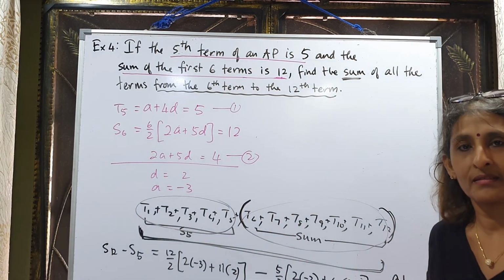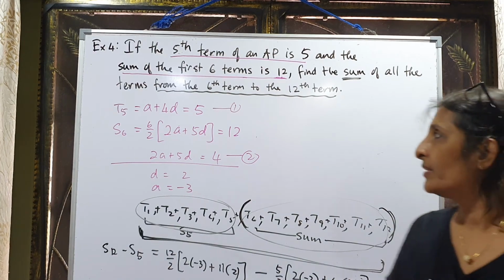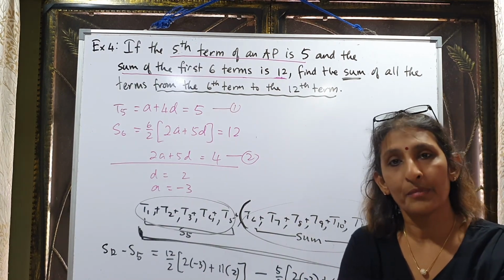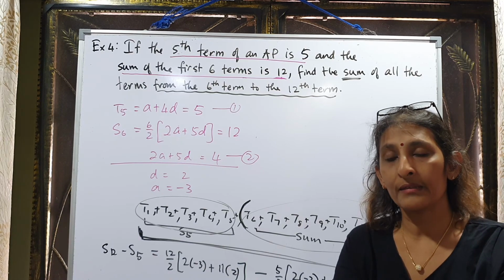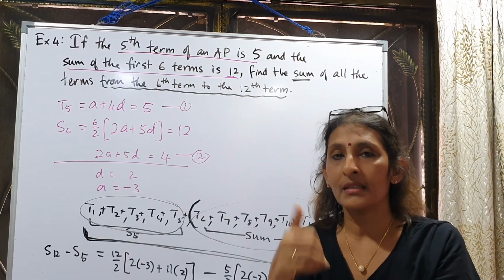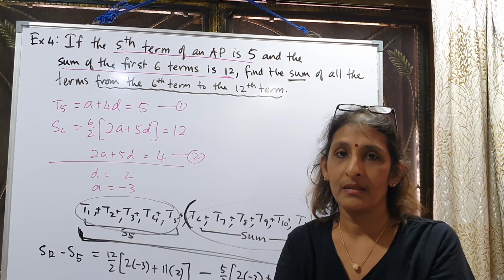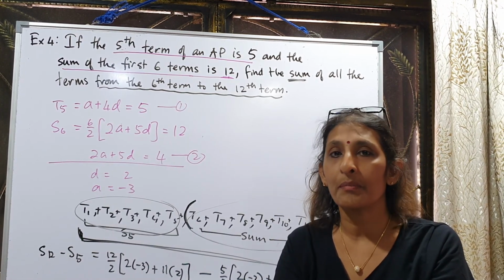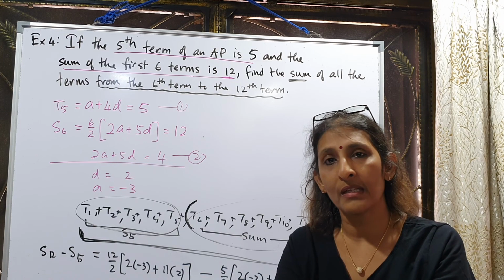Hope you understand. Okay, so I have given you many examples on arithmetic progression. As a conclusion, we have two formulas to remember, the Tn and the Sn formula. Only two formulas you apply, and you can do all the questions under this topic.